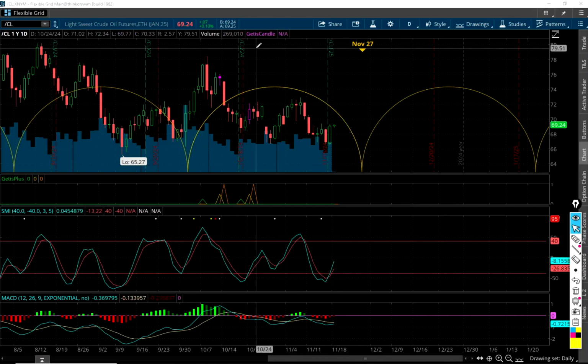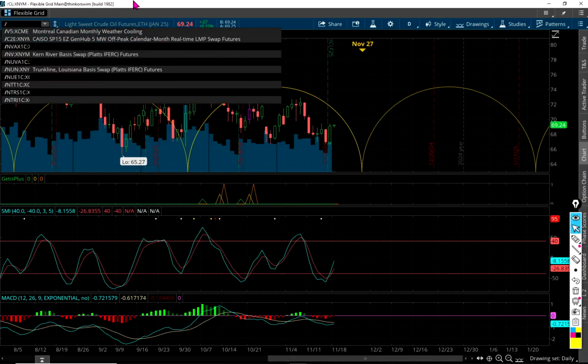Yes, there's a little bounce going on here. Not enough for me to go long on. I think crude oil is going to get down into the 50s in the next year or two. All right, let's look at, let's see. Feel like I'm forgetting a product here.